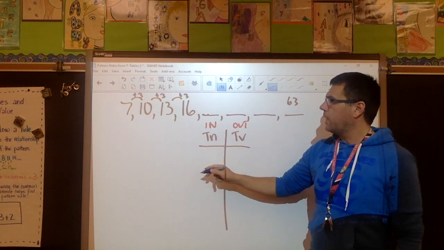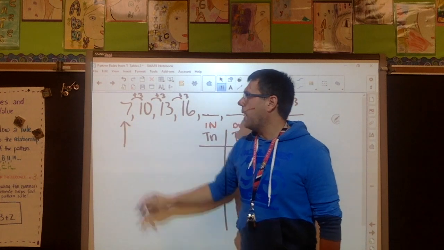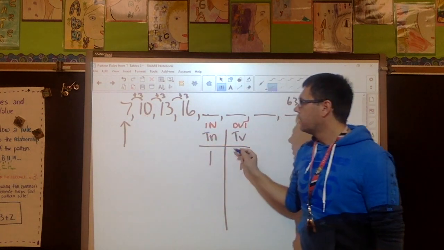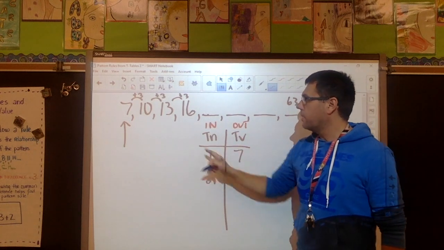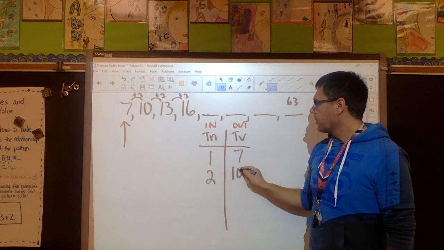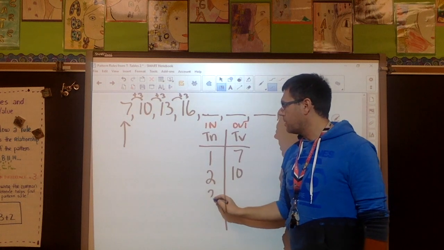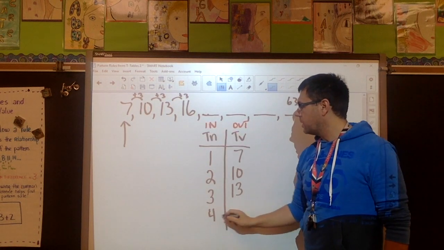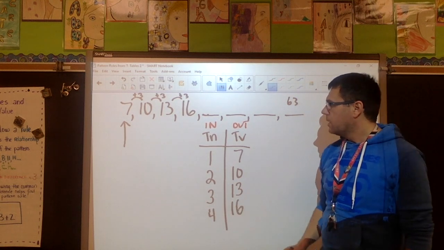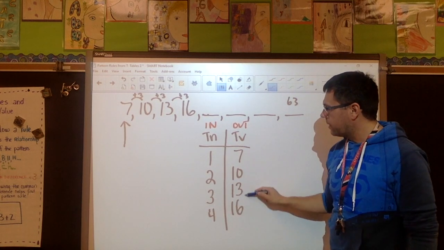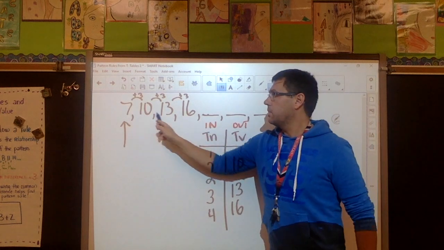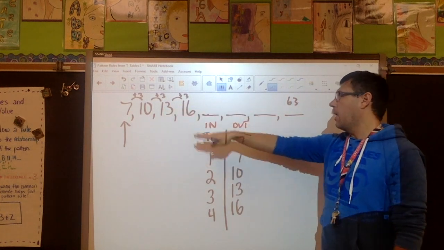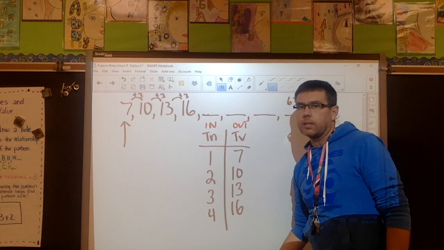Now, the number that I put in is the actual position in the pattern. So the first number in the pattern is the number 7. The second number in this pattern is the number 10. The third number is 13. And the fourth number is 16. So you'll notice here's our pattern right here, 7, 10, 13, 16. I've just taken the pattern, and instead of writing it like this, I put it into a table and I'm writing it vertically like this.